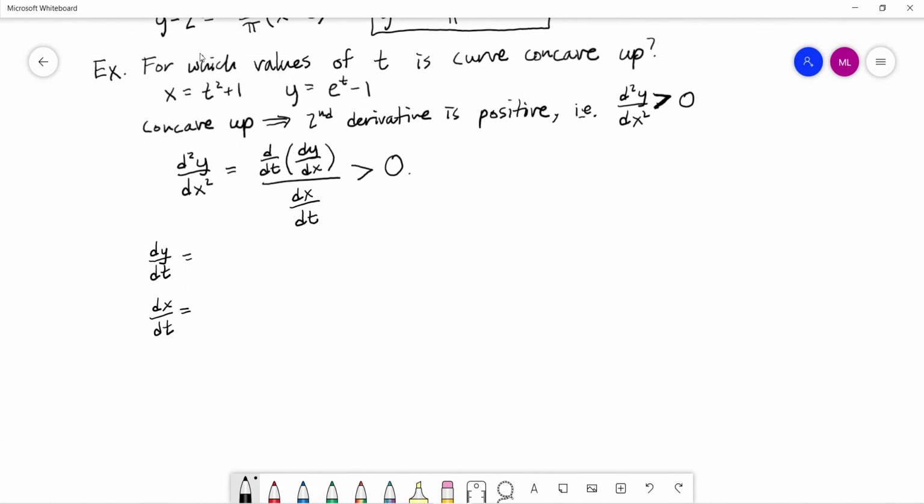So dy dt is the derivative of this. What is the derivative of e to the t minus 1? That's simply going to be e to the t. What is the derivative of x with respect to t? So t squared plus 1, that is simply going to be 2t. And so if I put these together, they tell me that dy dx is going to be equal to e to the t over 2t. So this is basically what our slope looks like. Again, the only caveat is at t equals 0, we're dividing by 0 here. So basically at t equals 0, this thing is vertical.